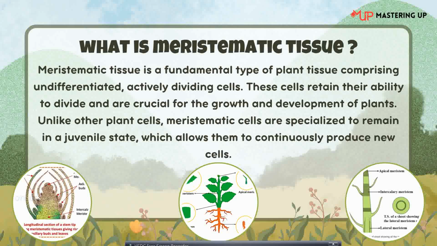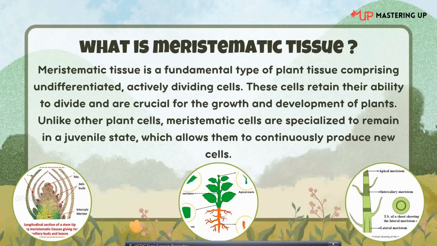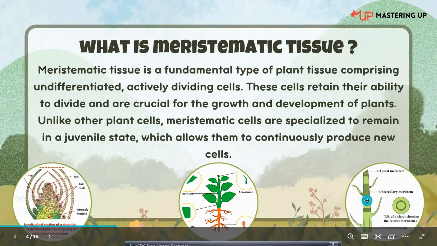So here some pictures are there. We will be discussing these pictures in the next slide. Here you can see a portion of a meristematic tissue giving rise to axillary buds and leaves. Okay, so this is the picture. We don't need to have deep knowledge of that, because we will be learning about it deeply in another class. So these two pictures we will be dealing with in the next slides.